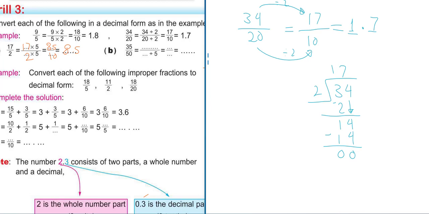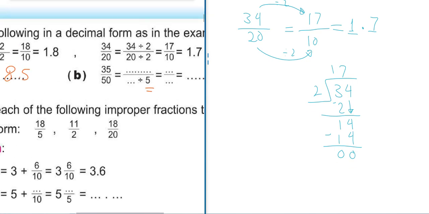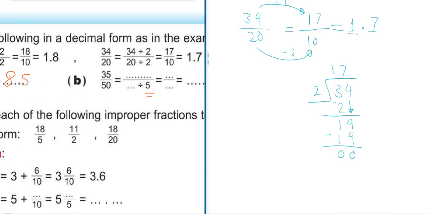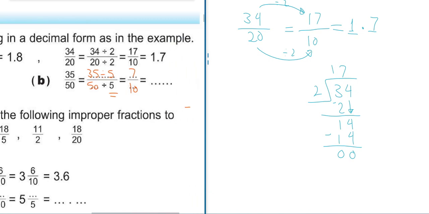35 over 50. We will divide by 5. So 50 divided by 5, and 35 divided by 5. 35 divided by 5 equals 7, and 50 divided by 5 equals 10. So put the decimal point, and we start from the right. Here we have 7 and 0, because there is no whole number.